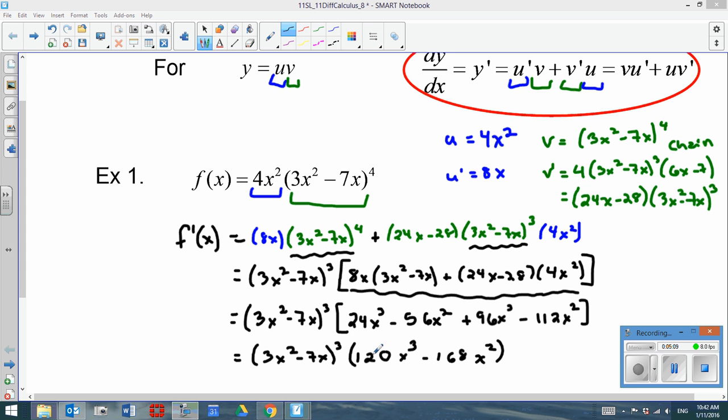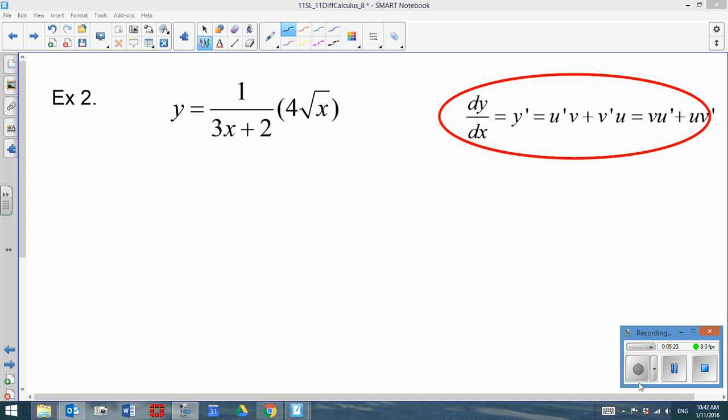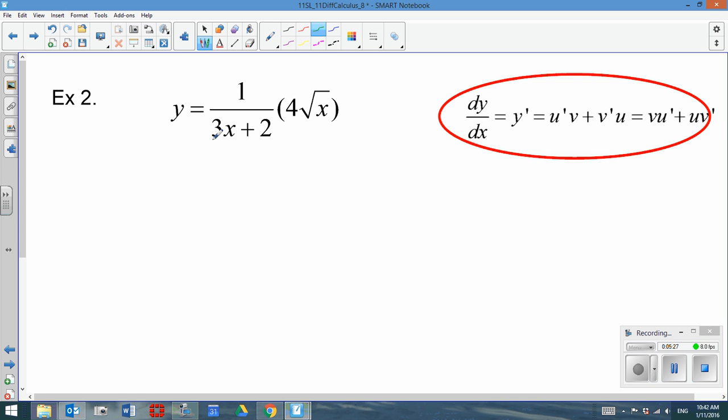So for this particular example, it is worth it to simplify. It does wind up looking a lot nicer and neater when you at least combine this string of terms. But again, we'll practice in class with how far we'd like to simplify. For the second example, I'm going to set you up, and then let's go ahead and pause the video so you can practice this one on your own.